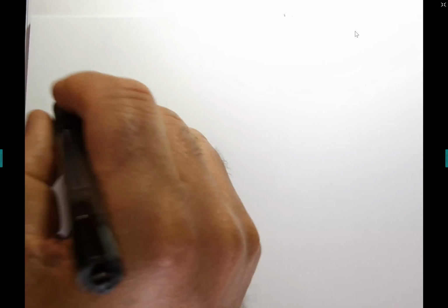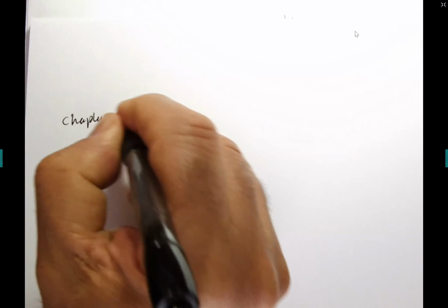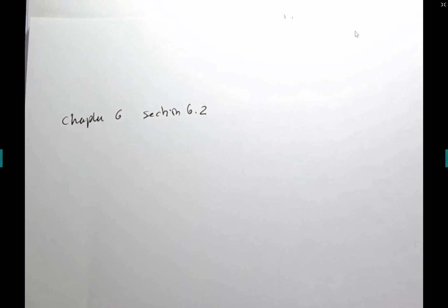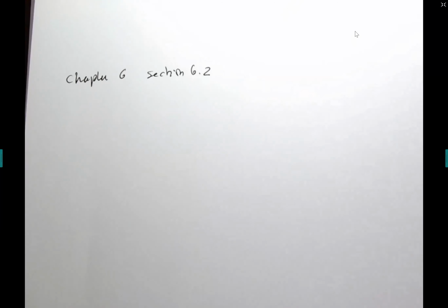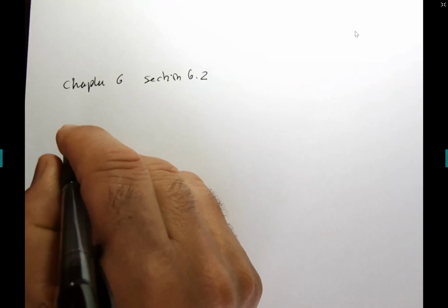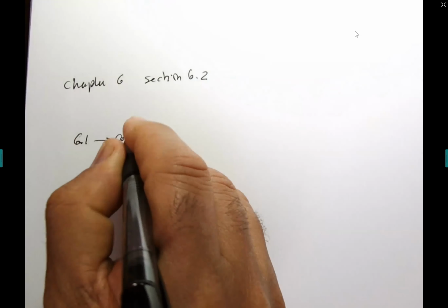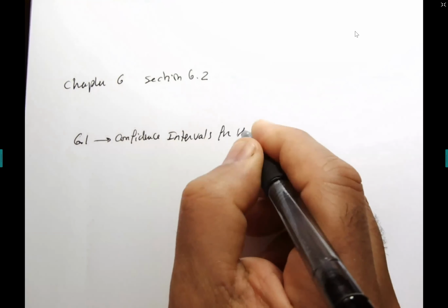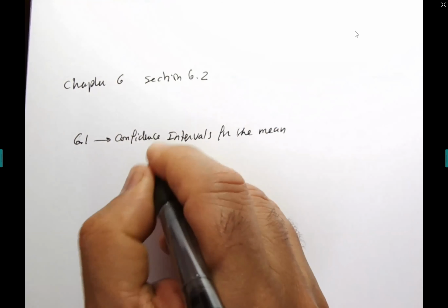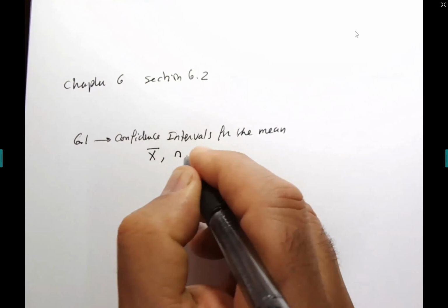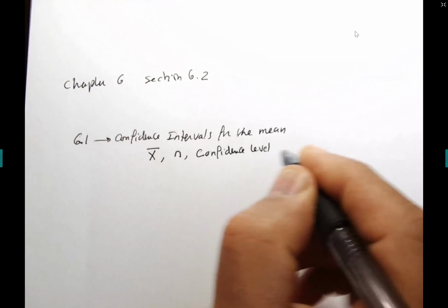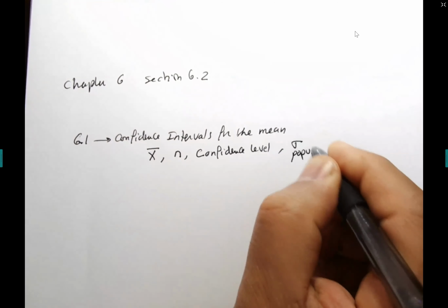Okay, let's continue with chapter 6. Section 6.2. Let me tell you the difference between section 6.2 and 6.1. In section 6.1, we did confidence intervals for the mean, and we had the following information. We had X bar, we had the sample size, we had the confidence level, and then we had sigma, which is the population standard deviation.